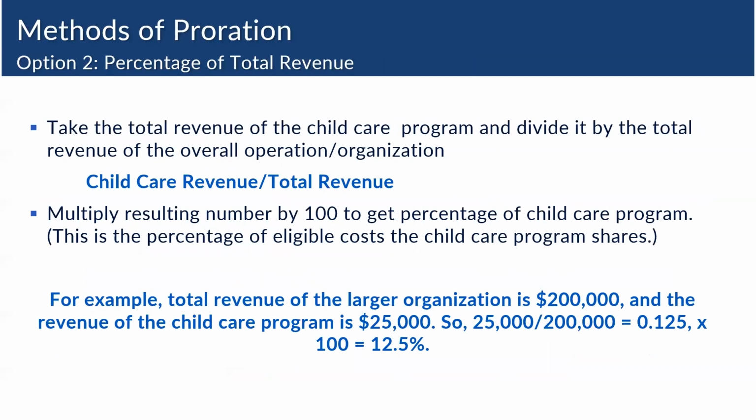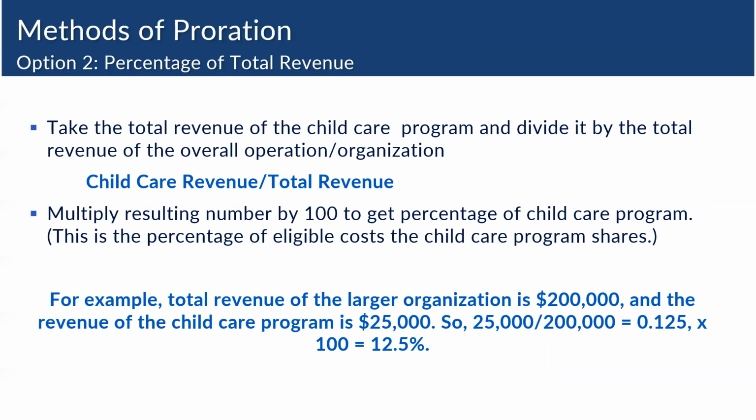Another common method of proration is to calculate what percentage of your total revenue is made up by the revenue of your childcare program. First, you need to calculate the total revenue for your entire facility. If, for example, you are a fitness center that includes a childcare program, you would need to calculate the total revenue from all of your programs, including the childcare program.